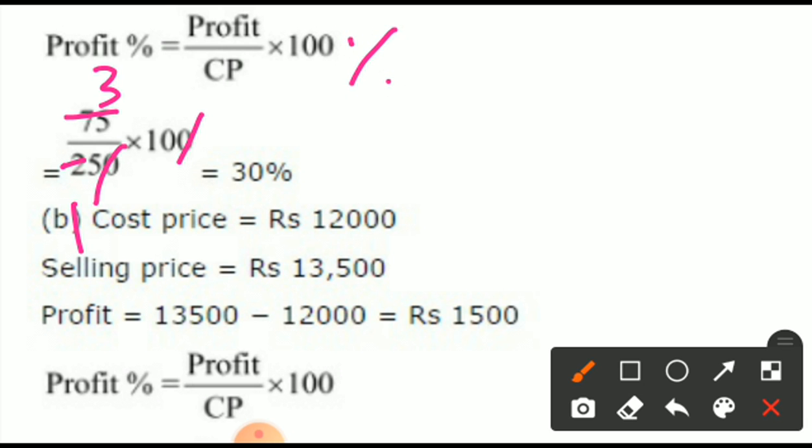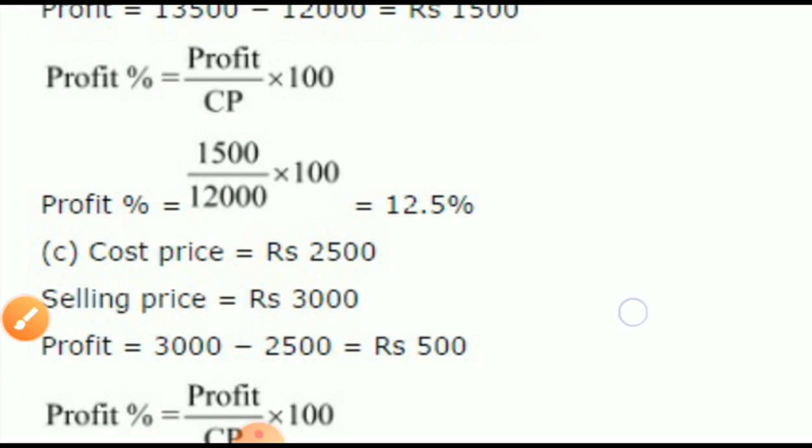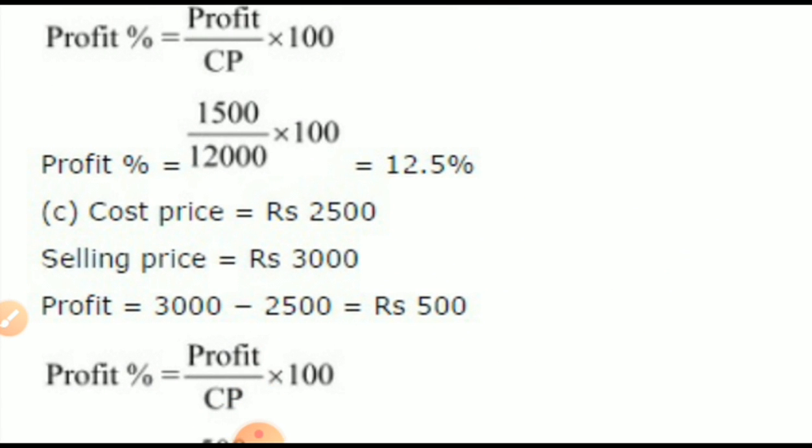Now B. Cost price is 12,000 rupees, selling price is 13,500, and selling price is more than cost price, so it will be a profit. Profit is equal to 13,500 minus 12,000, which gives you 1,500. Same process for the percentage profit: the same formula, profit upon CP multiplied by 100, and you get 12.5 percent.